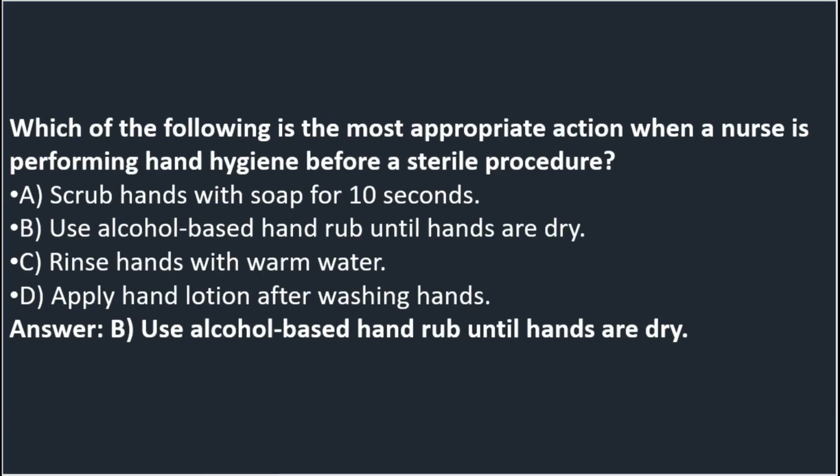Question 6. Which of the following is the most appropriate action when a nurse is performing hand hygiene before a sterile procedure? Option A, scrub hands with soap for 10 seconds. Option B, use alcohol-based hand rub until hands are dry. Option C, rinse hands with warm water. Option D, apply hand lotion after washing hands. Answer is B, use alcohol-based hand rub until hands are dry.